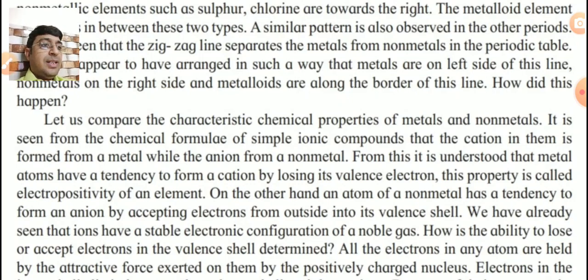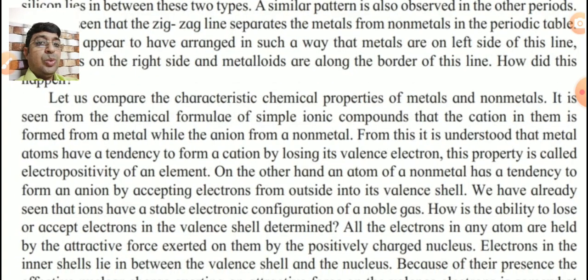From this, it is understood that metal atoms have a tendency to form a cation by losing their valence electrons. This property is called the electropositivity of an element. You underline. This is the definition of the electropositive nature of an element given here. On the other hand, an atom of a non-metal has a tendency to form an anion by accepting electrons from outside into its valence shell.